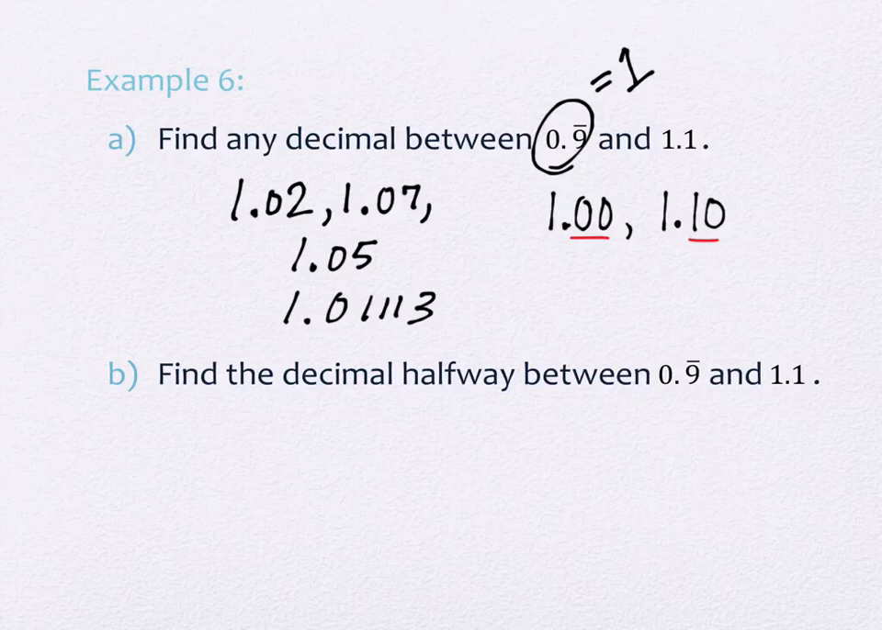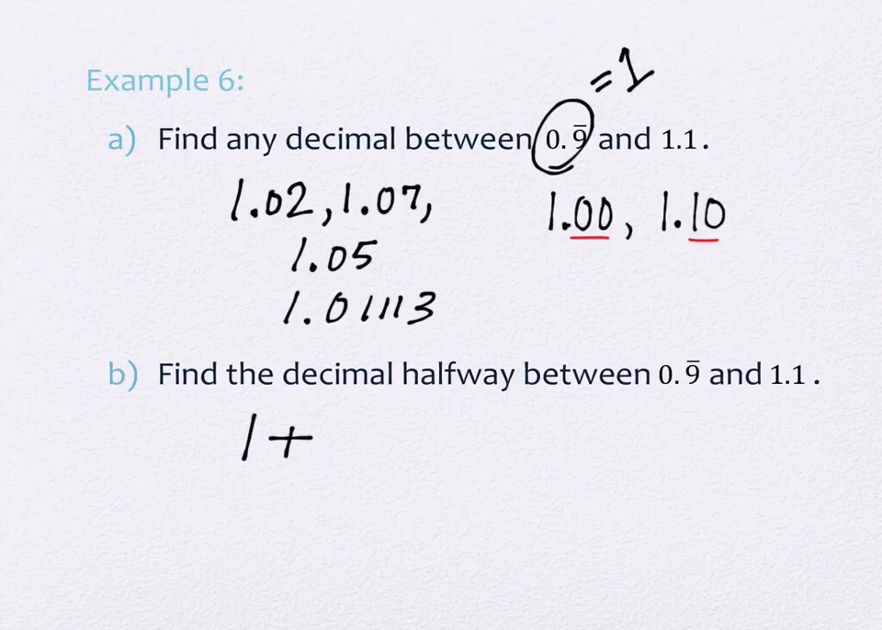between the, I didn't quite say it right, between the 1.00 and the 1.10. If you're finding a decimal that's halfway between, like these, anytime you're wanting to find the halfway point of them, you're adding them together.